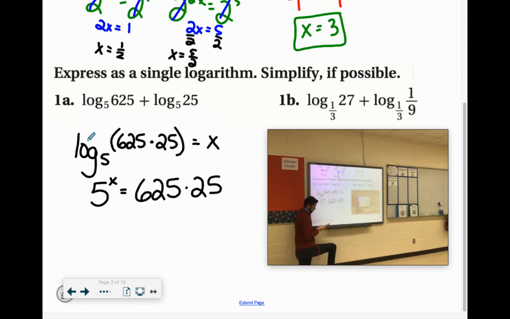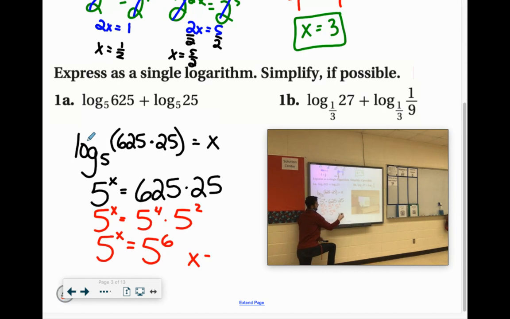Now 625 is 5 to the fourth. 25 is 5 to the second, which then that would be 5 to the sixth. So you get x equals 6.